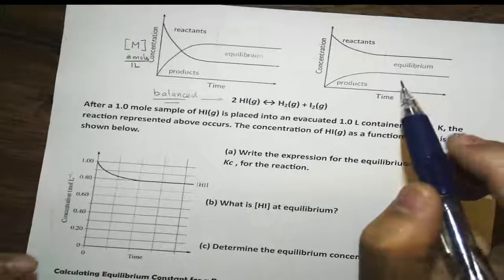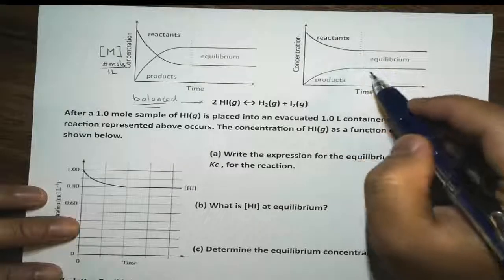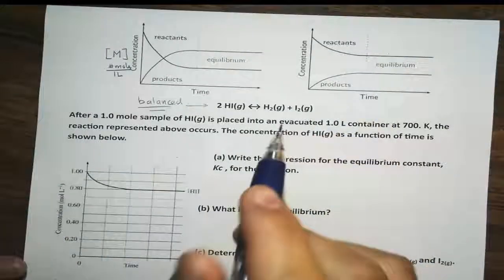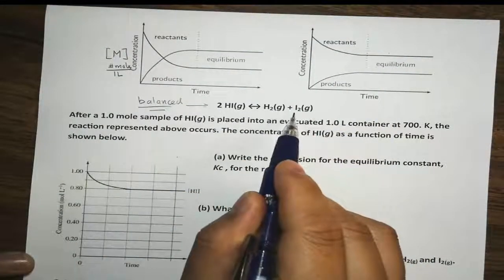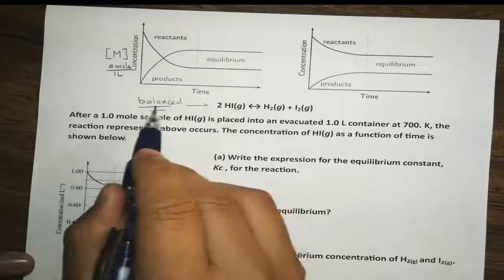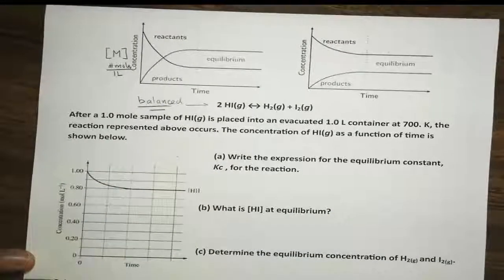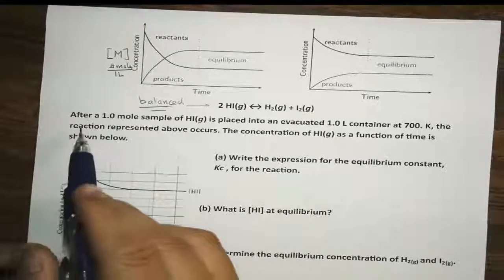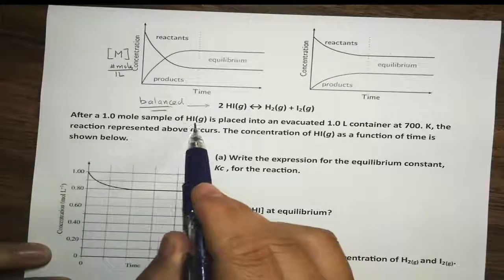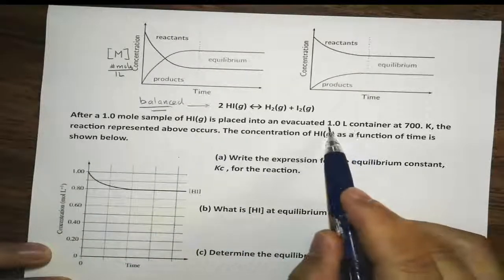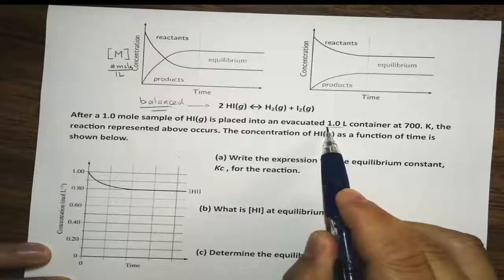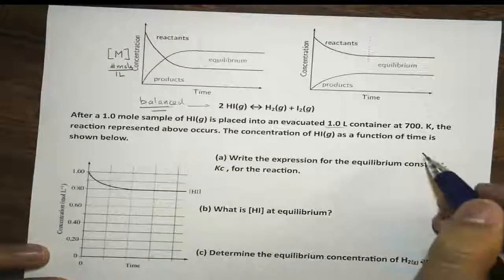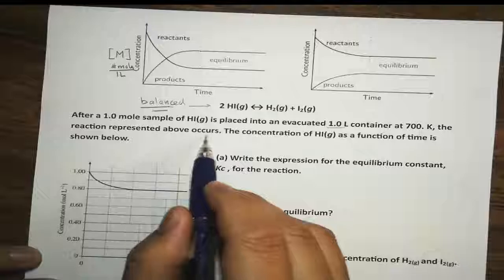In this lesson, we are going to learn how to calculate the concentration of substances in a chemical reaction at equilibrium. Of course, we always start with a chemical equation, and one of the most important things is that this needs to be a balanced chemical equation, okay? So here is the problem describing this chemical reaction. After a mole sample of HI is placed into a 1 liter container, and that's very important because molarity is at 1 liter, okay? At 700 K, the reaction represented above occurs.